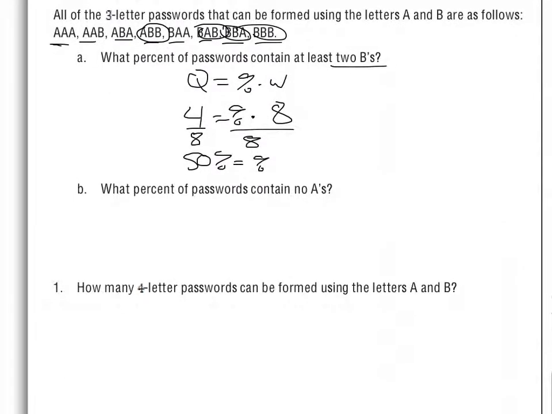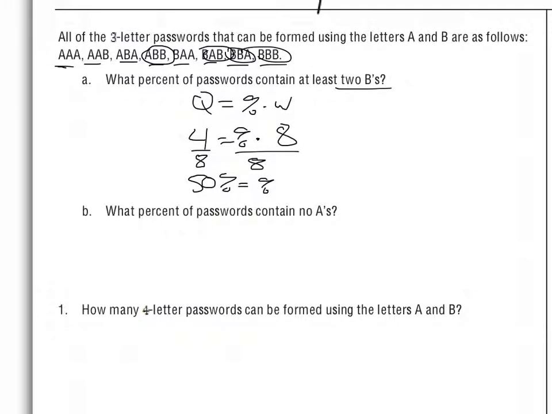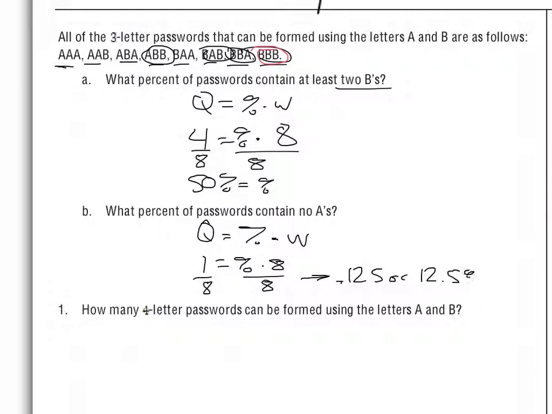What percent of passwords contain no A's? Alright, so same whole. Count it out. How many of them contain no A's? Well, circled here in red is the only one that contains no A's. 1 is equal to percent times whole is 8. We get 1/8, which simplifies out to 0.125 or 12.5%.